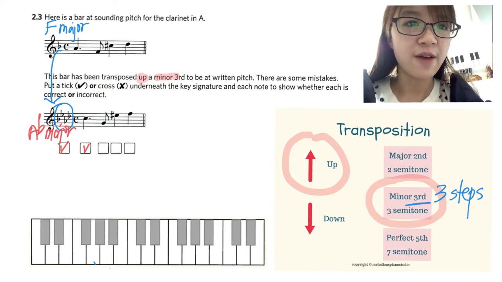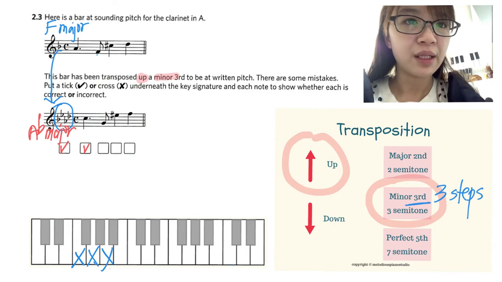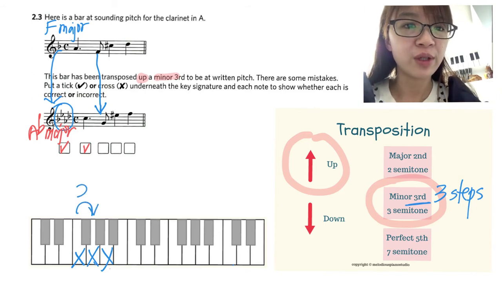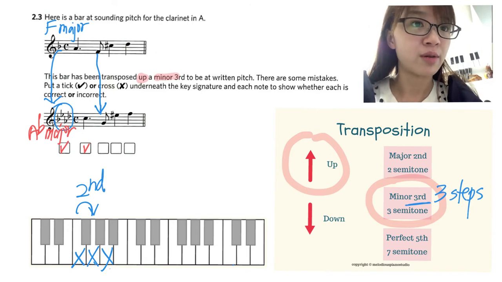F is here. F goes up 3 steps: F, G, A. But here it goes to G, which just gives you 1 step up, a second. F to G only gives you a second. You need a third, so this is not correct.